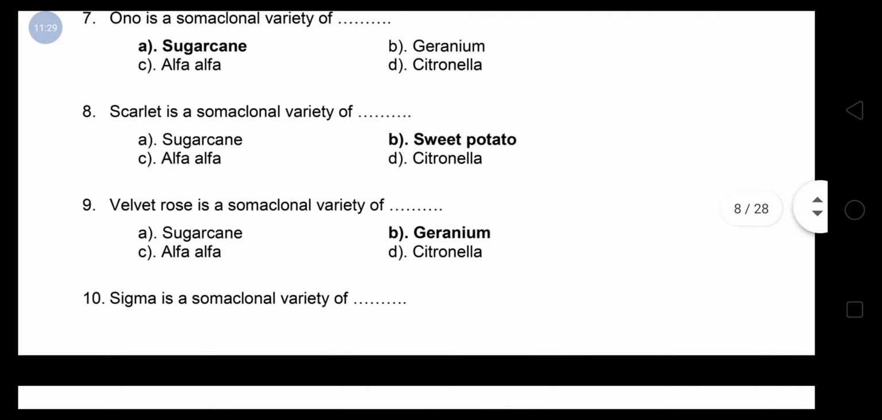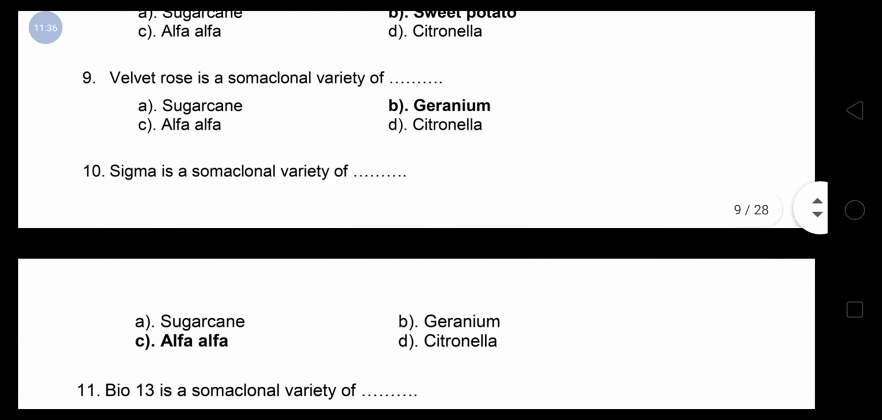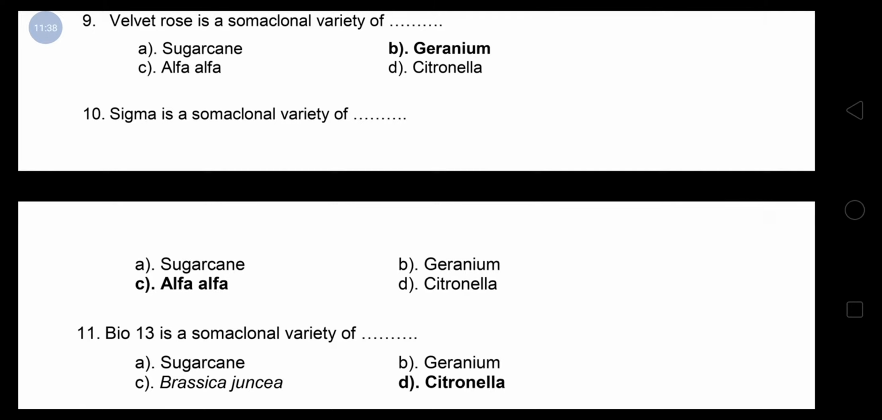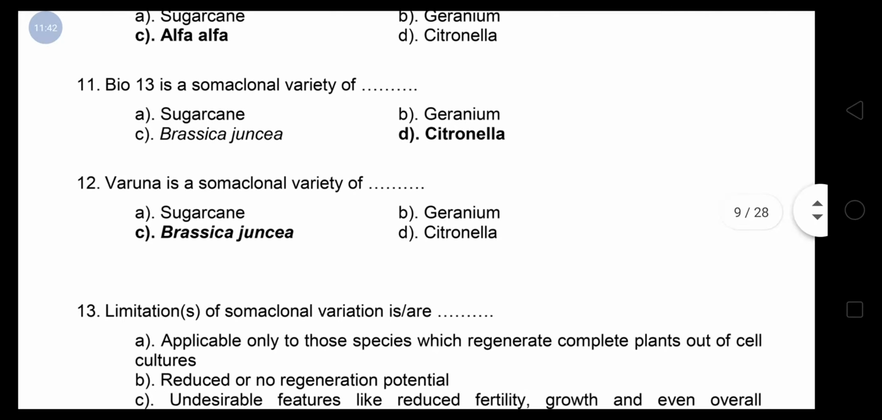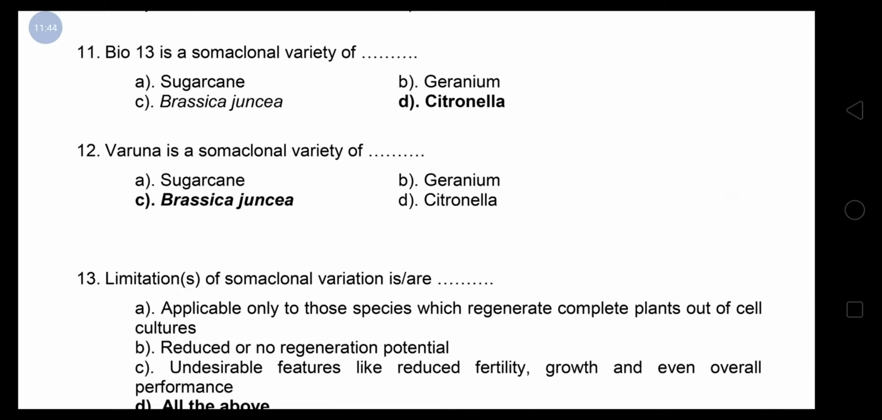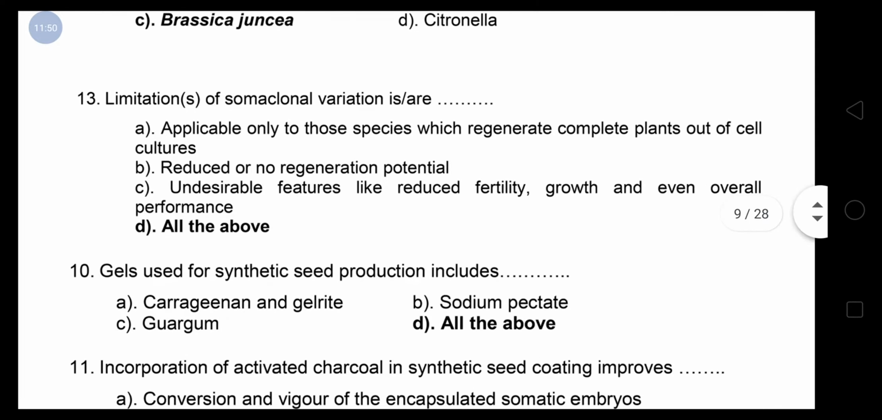Ono is a somaclonal variety of sugarcane. Scarlet is a somaclonal variety of sweet potato. Velvet Rose is a somaclonal variety of geranium. Sigma is a somaclonal variety of alfalfa. Bio 13 is a somaclonal variety of Citronella Java. Varuna is a somaclonal variety of Brassica juncea.